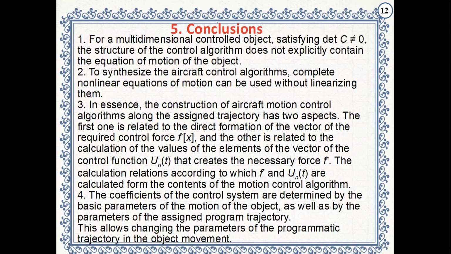The calculation relations, according to which these parameters are calculated, form the contents of the motion control algorithm. The coefficients of the control systems are determined by the basic parameters of the motion of the object as well as by the parameters of the assigned program trajectory. This allows changing the parameters of the programmed trajectory in the object motion.